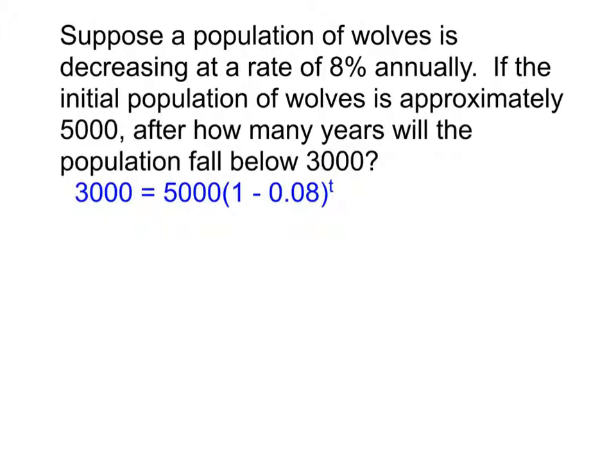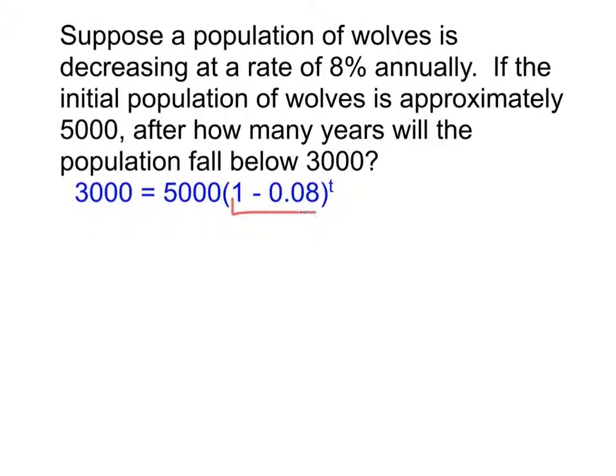Notice, A of t is 3,000. That's because I want to end at 3,000 here. I'm starting with 5,000, so that's my p-value, my principal. It's 1, but notice it's minus 0.08. That is because we're told that we're decreasing our population. Remember, to decrease, that's like our rate is negative, so instead of writing plus and negative, we just write minus there. And of course, to the power of t, it's still a t because that's what we're trying to solve for. All right, from here, it's a matter of doing the calculations.